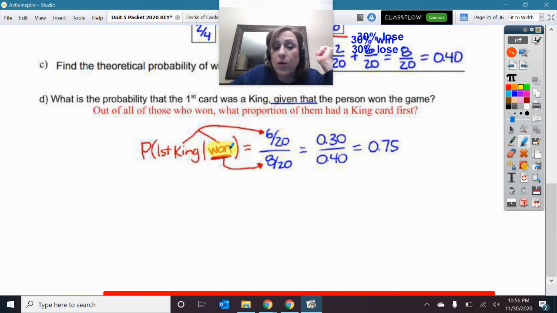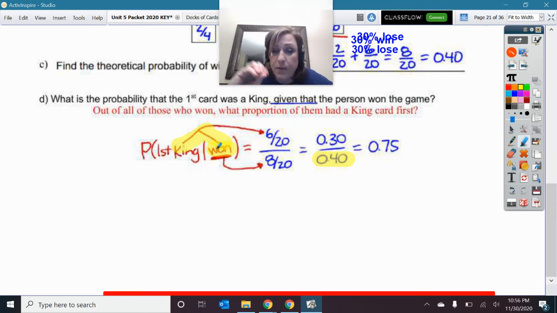Okay, so then the way that will work is out of the 40% of times that you won, what proportion of those times did you have a first card as a king and it was a winner? On top here, it has to be the intersection, both of these two things happening.